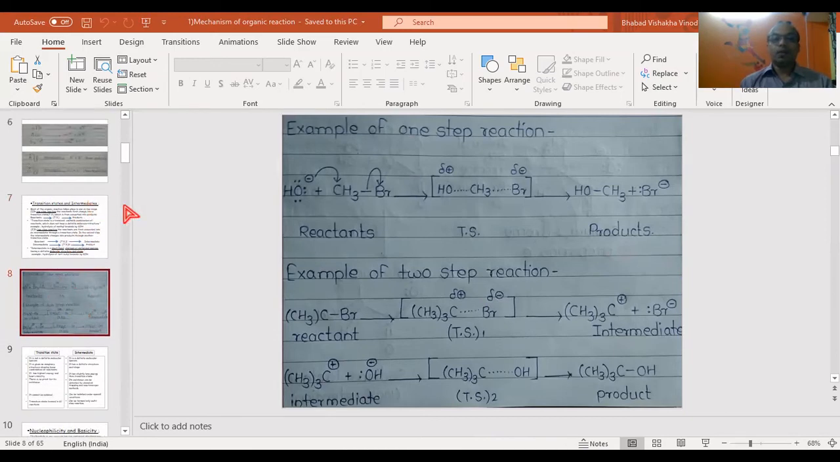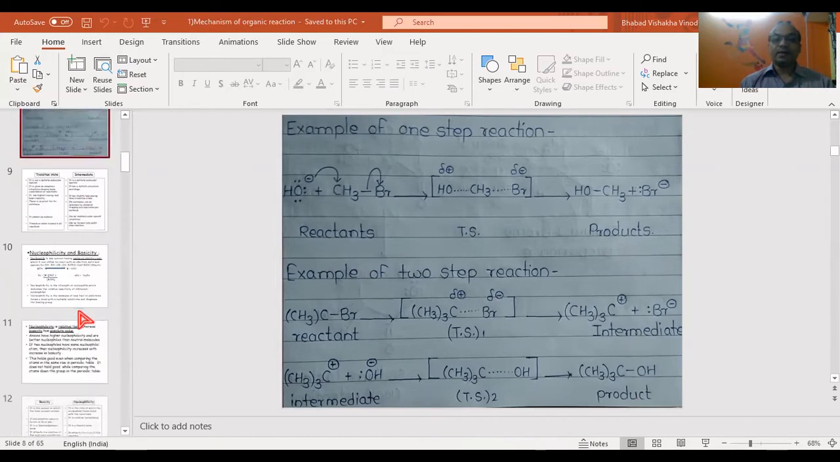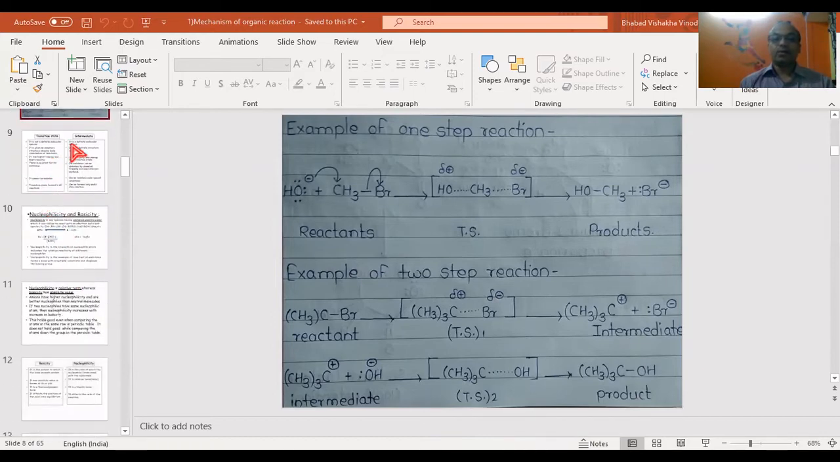Now an example of a two-step reaction. If you consider tertiary butyl bromide, that is a reactant, it gets converted into transition state number 1. Br is an electronegative atom which pulls the electrons from carbon. Therefore, carbon will acquire delta positive charge, Br will acquire delta negative charge. Now here an intermediate will be formed, the tertiary butyl carbocation.